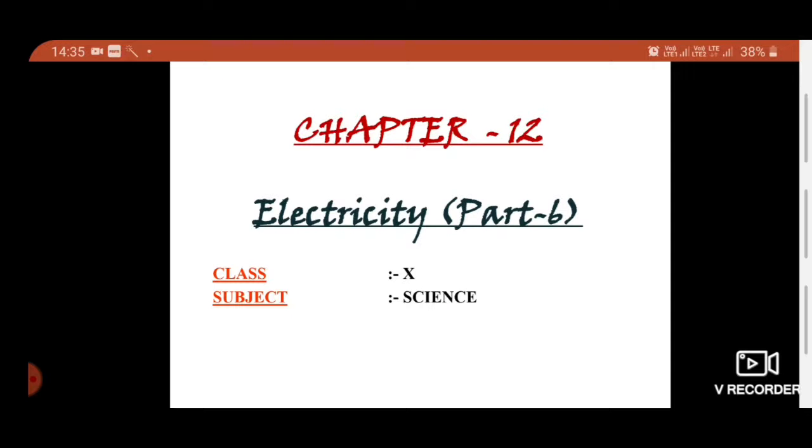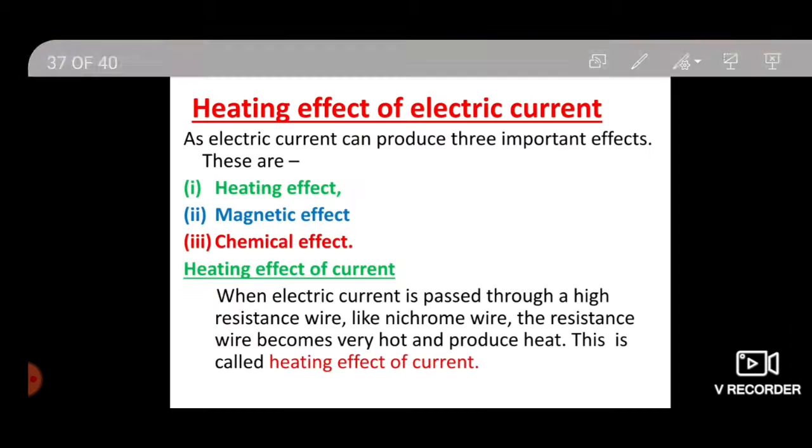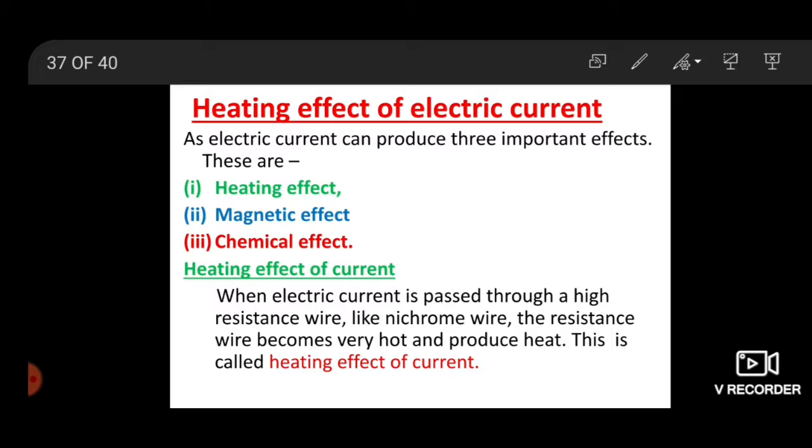Hello student, today we will discuss chapter 12, Electricity, part 6, of class 10 science. Now let's start. In this video, we will discuss the heating effect of electric current.